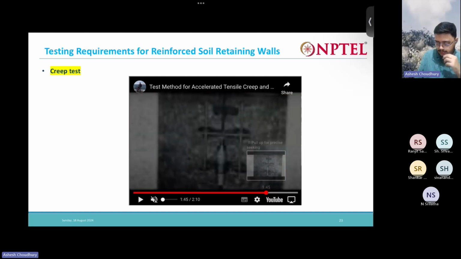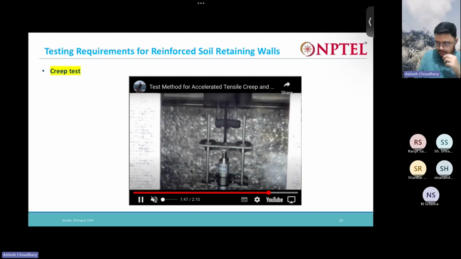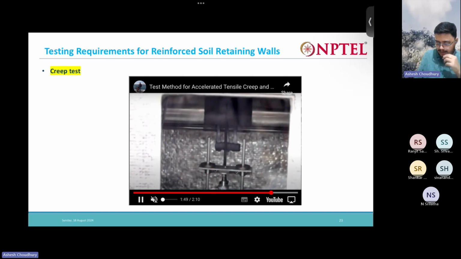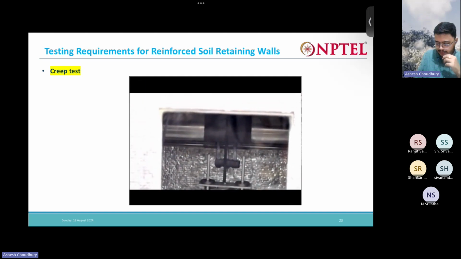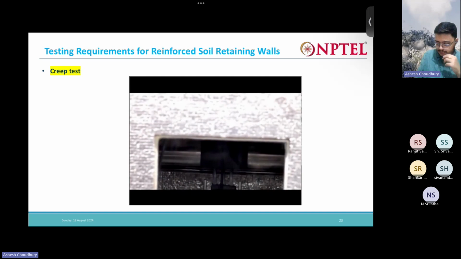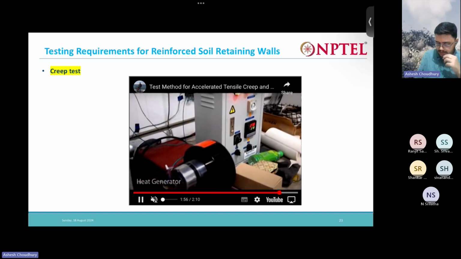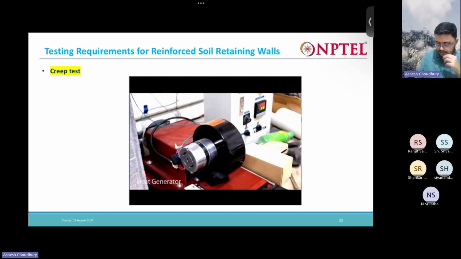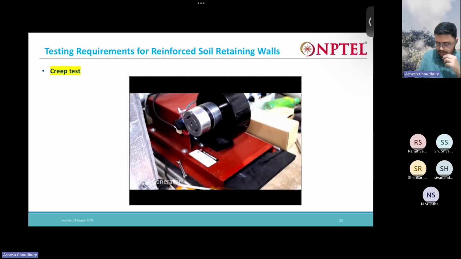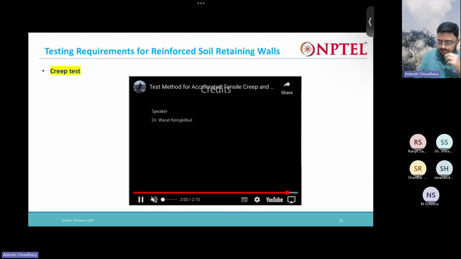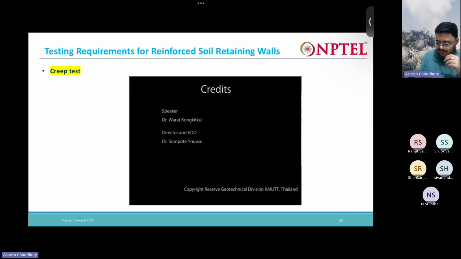So this is the sample. You can see this black colored thing is the sample. This is the heat generator. That's all. It's just for knowledge, to show how the setup looks. I decided to show that, nothing else.